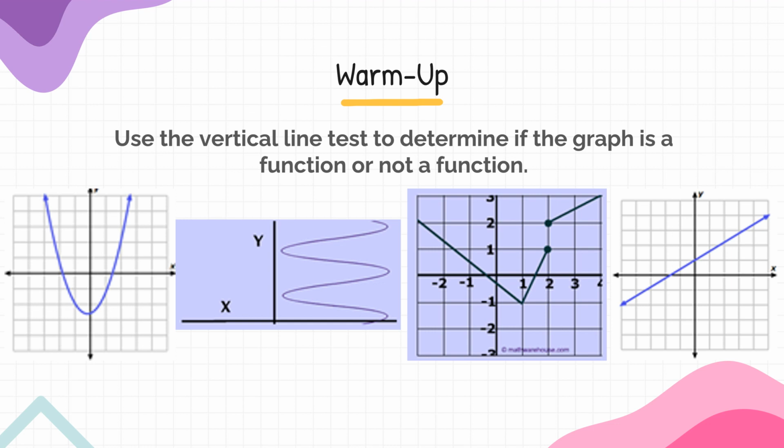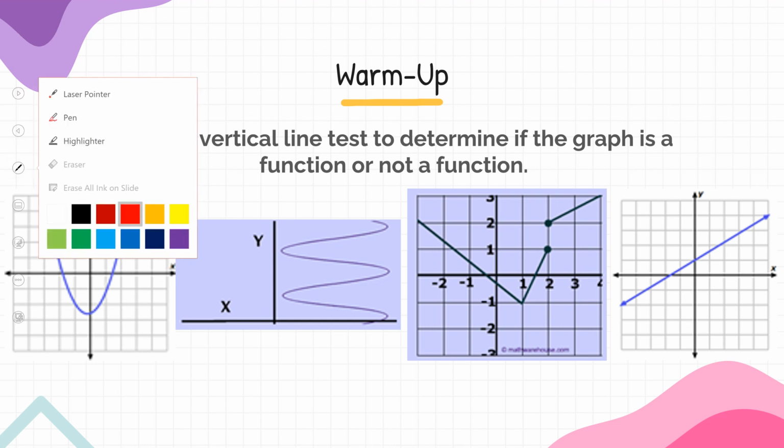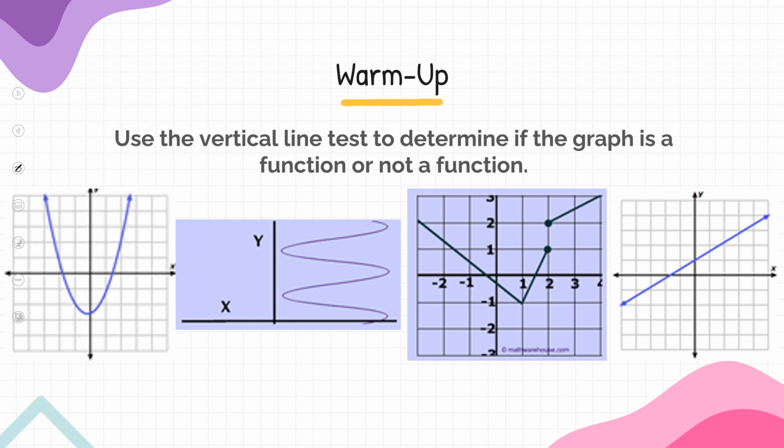So remember, the vertical line test is exactly what it sounds like. You're going to draw a vertical line, and then you're going to see if that graph crosses through the vertical line in more than one spot. If it does, then it's not a function. So let's look at this first one. I'm going to draw a vertical line. Notice that it only intersects at one spot, so this is a function.